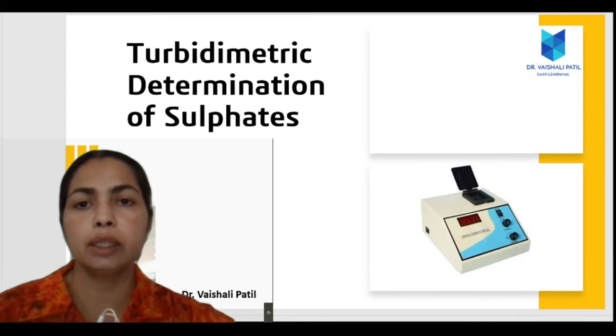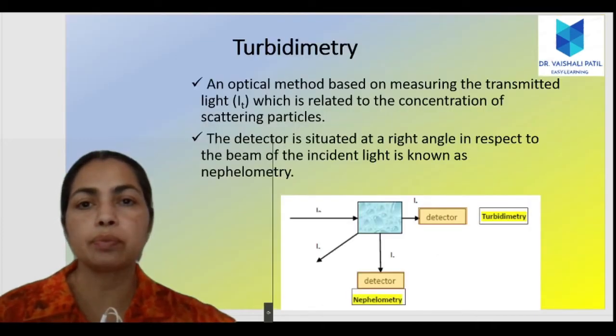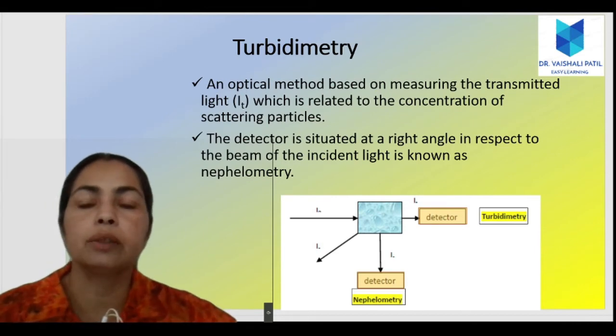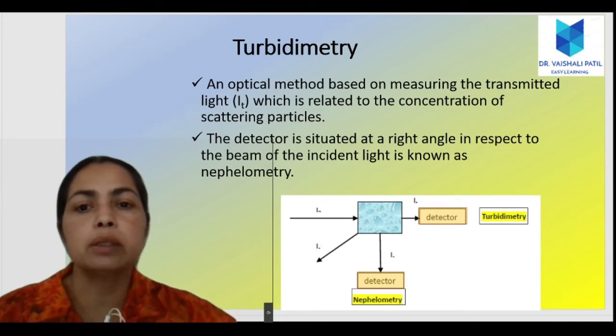Hello friends, in this video we will go through the experiment on turbidimetric determination of sulfates. First of all, what is turbidimetry? It is an optical method, and in this method we measure the intensity of the transmitted light, and it is correlated with the concentration of the scattering particles.